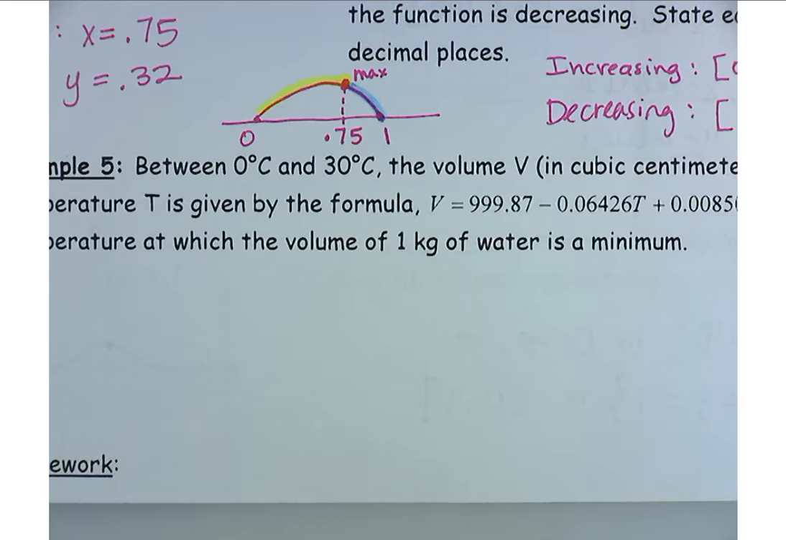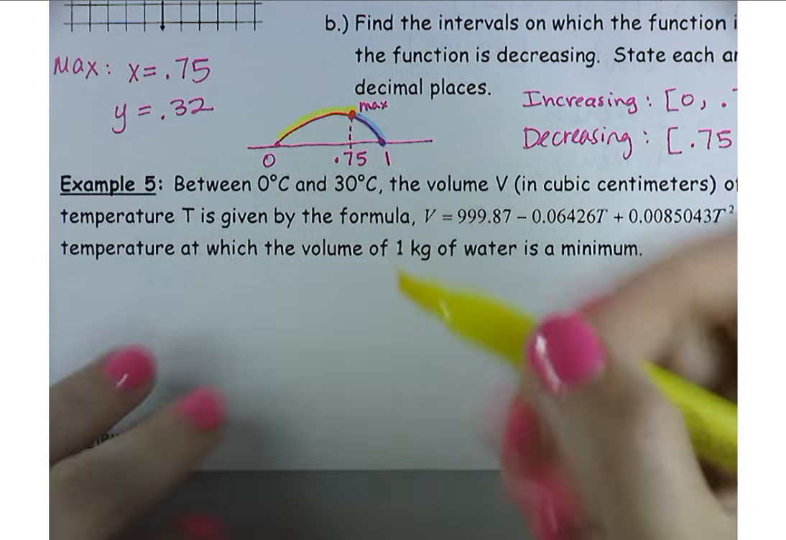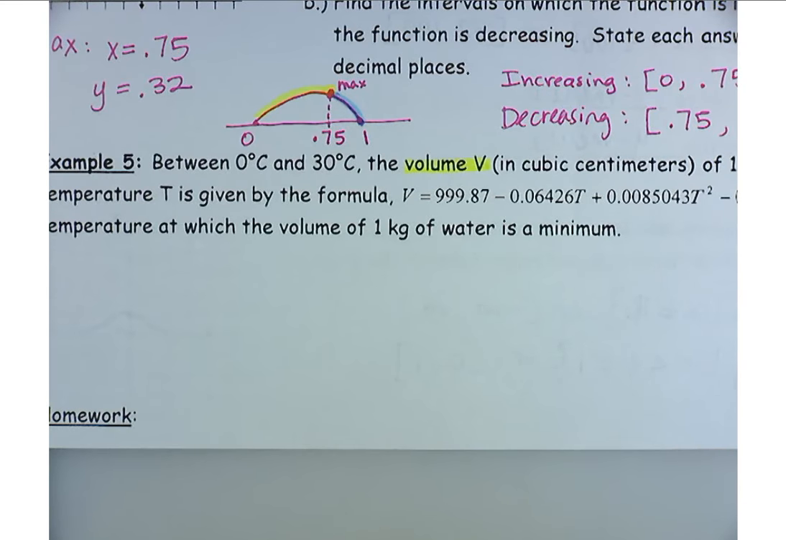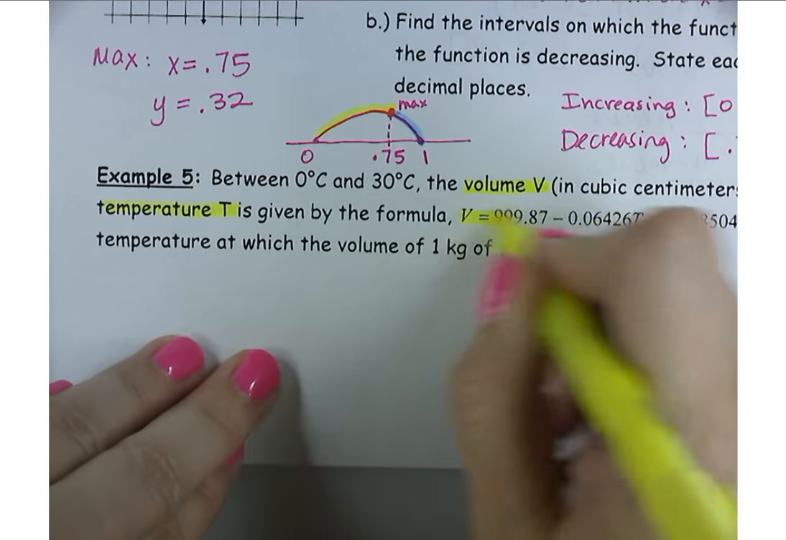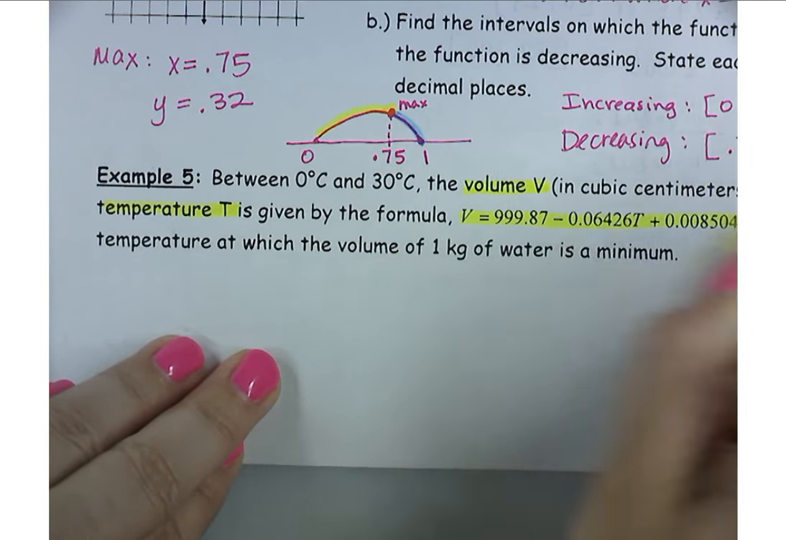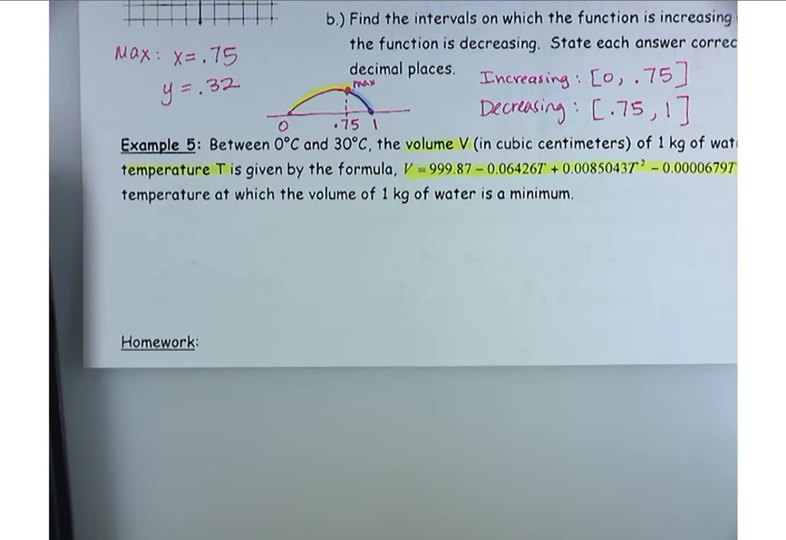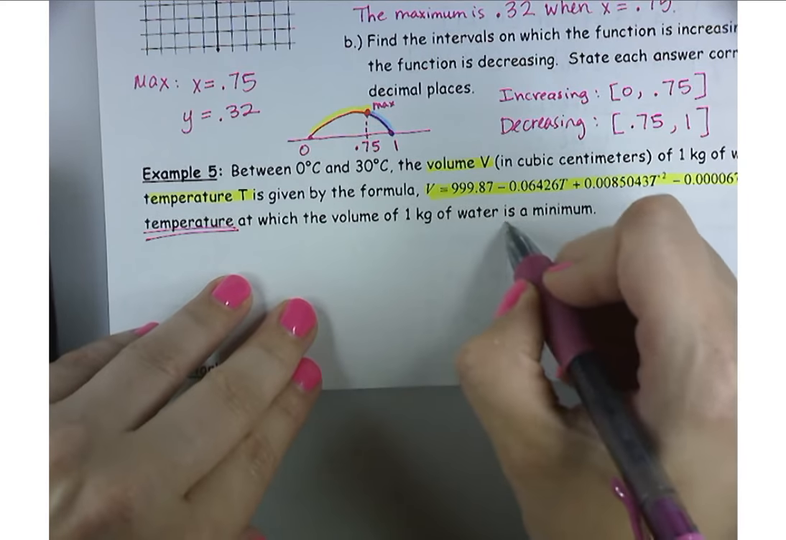Alright, okay, let's try example 5. So between 0 degrees Celsius and 30 degrees Celsius, the volume V, which is going to come in handy, in cubic centimeters of 1 kilogram of water at a temperature T is given by the formula V equals, and then we have this whole function for V. We have to find the temperature at which the volume of 1 kilogram of water is a minimum. So find the temperature at which the volume is a minimum.